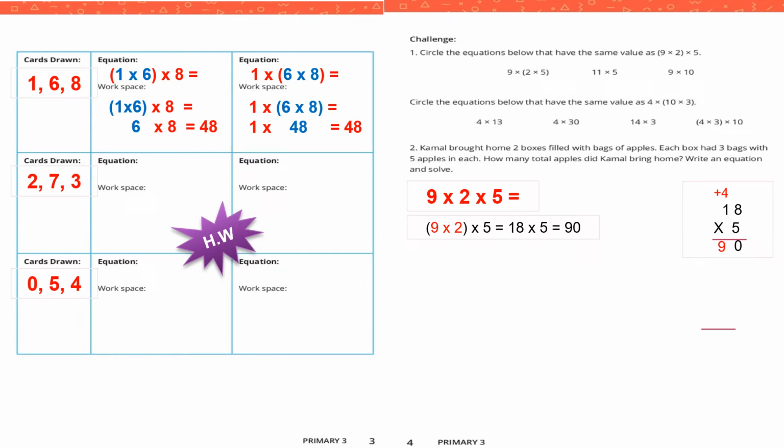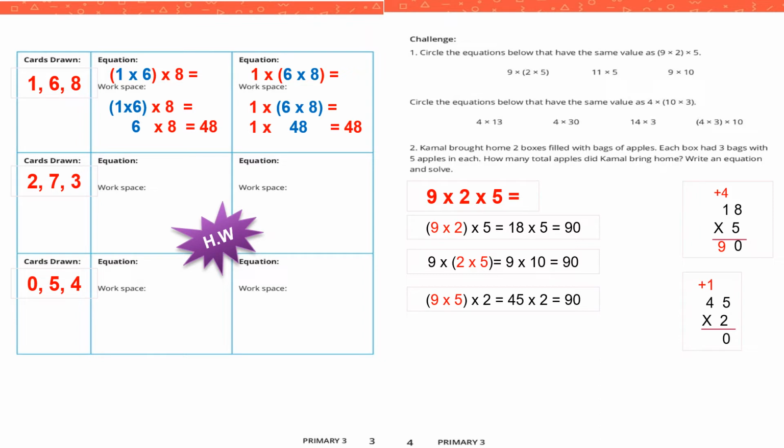Then we added 4. In the second way, 9 times 2 times 5, I took 2 and 5 between two brackets. 2 times 5 equals 10. 10 times 9, 90. We studied it. Okay, I will take 0 out, and 1 times 9 equals 9. The third way, I'll take 9 times 5 after 9 times 2 between two brackets. Then I will multiply by 2. 9 times 5, 45. 45 times 2, 90.